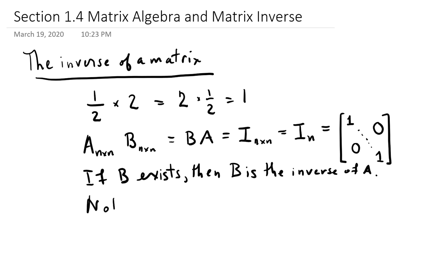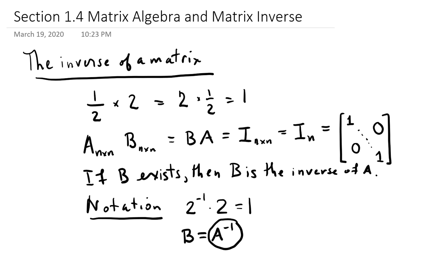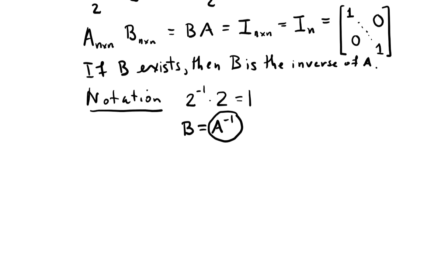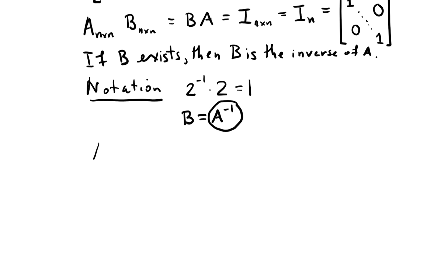So the notation we're going to adopt is the same notation we use for real numbers. So a half is the inverse of 2, and we can write a half as 2 to the minus 1, right? So we're going to write the same thing for the inverse of a matrix. We're going to say that B, if it exists, is A to the minus 1. So that's the notation for the inverse of a matrix. So this way, we can write A times A inverse is equal to A inverse times A, which is the matrix I.